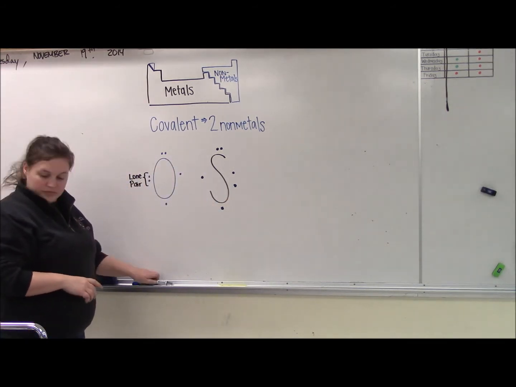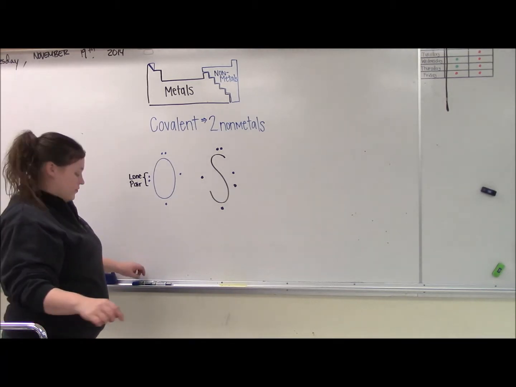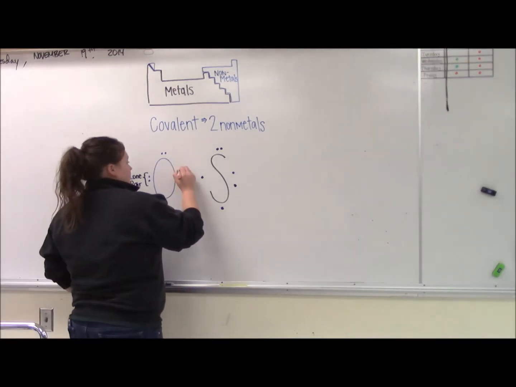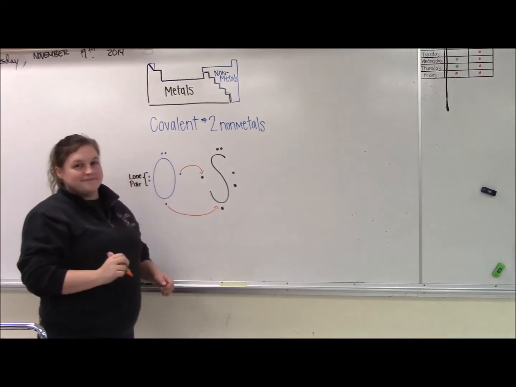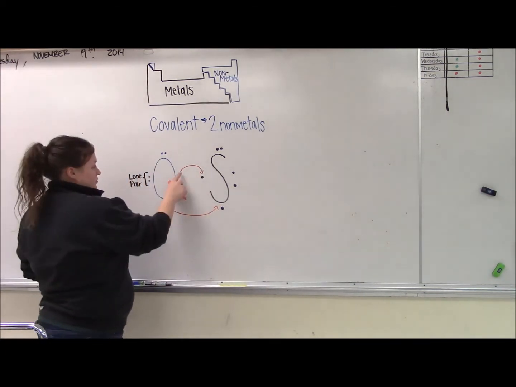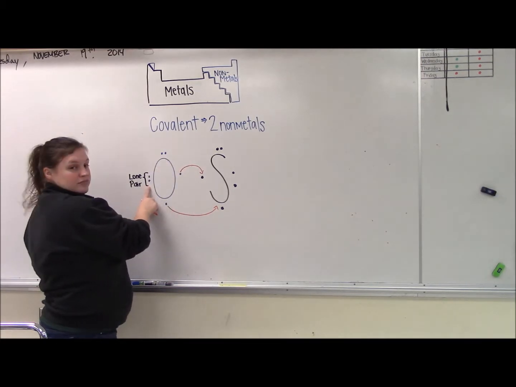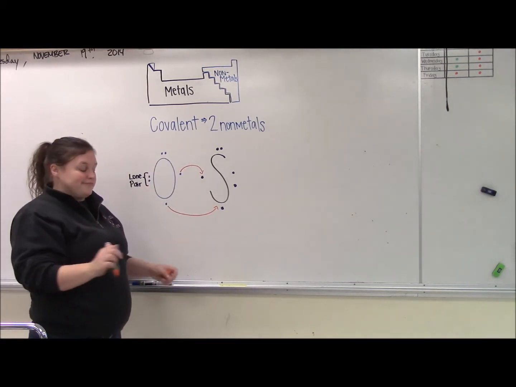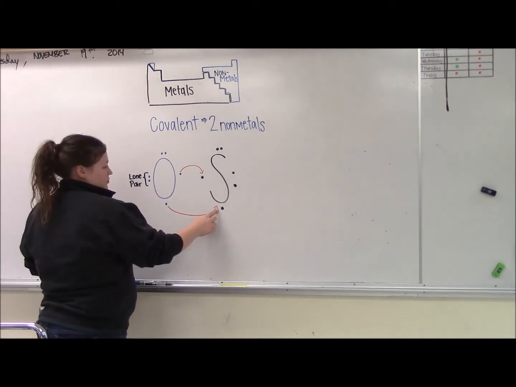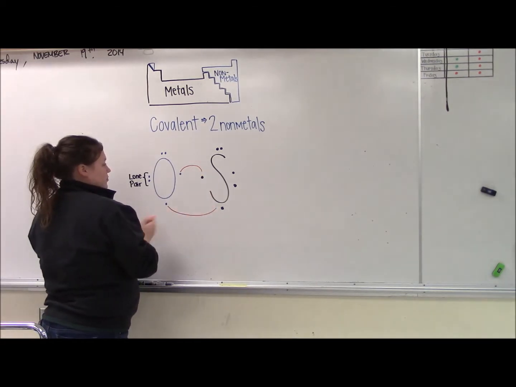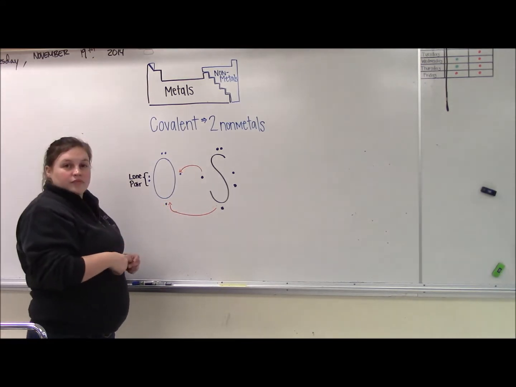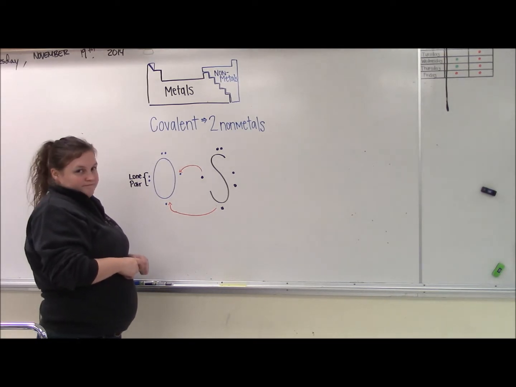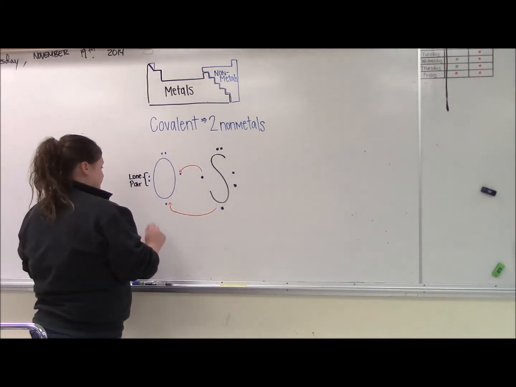If oxygen gave up its 2 unpaired electrons to sulfur, the sulfur would have a full outermost shell. But oxygen would only have 4 electrons, which would not satisfy the octet rule. Similarly, if sulfur gave up its 2 unpaired valence electrons to oxygen, the oxygen would have a full outermost shell, but the sulfur would only have 4 electrons, which would also not satisfy the octet rule.